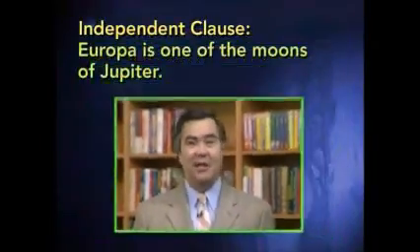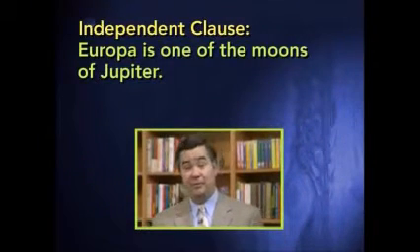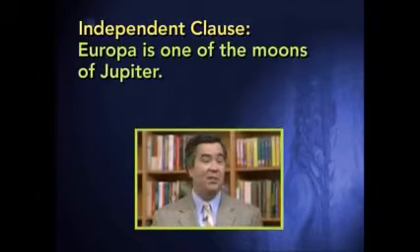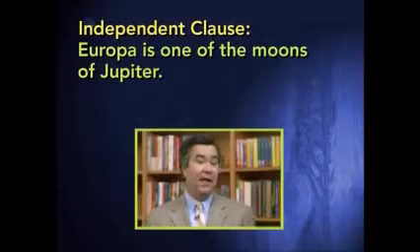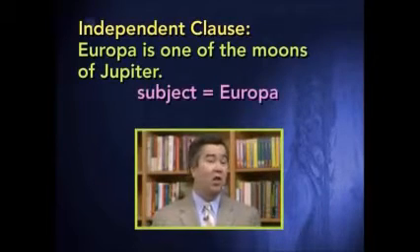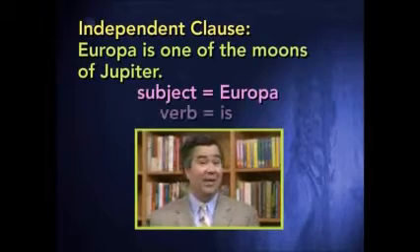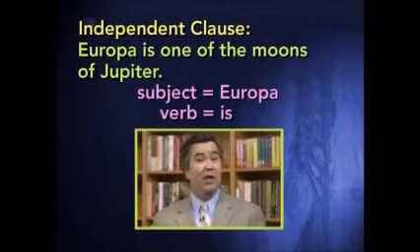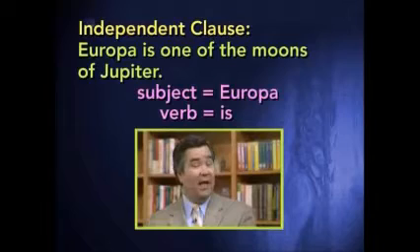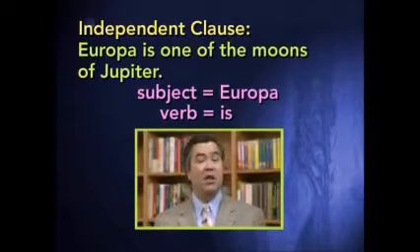Take a look at this example. Europa is one of the moons of Jupiter. Now, this is a clause because it's a group of words that contains both a subject and a verb. Can you identify the subject and the verb in this sentence? The subject is Europa. Europa is what the sentence is about. The verb is. That is what Europa is or does in this sentence. It is something. And the rest of the words tell us what Europa is. One of the moons of Jupiter.